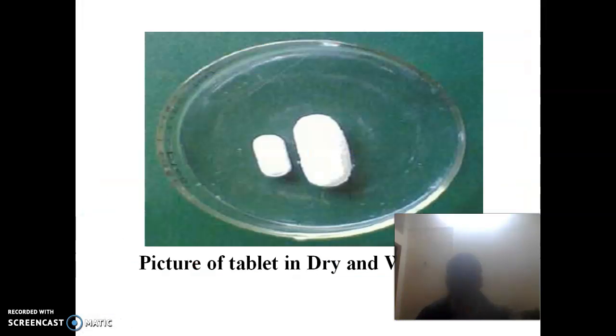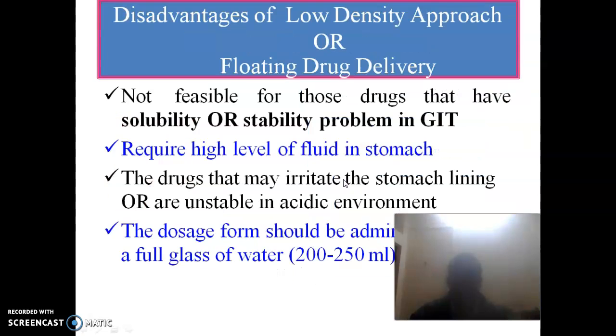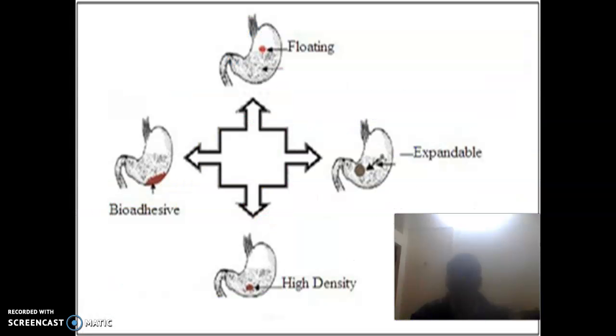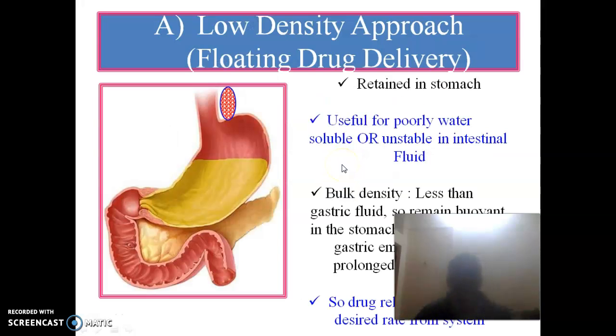So yes, this slide will give us an idea. The original dimensions of the tablet are small like this, but once it comes in contact with fluid, water, it will swell. And because of this swelling, the diameter, meaning the dimensions, will not cross this pyloric sphincter, right? You can see here. So these are the four approaches which we are going to discuss now.